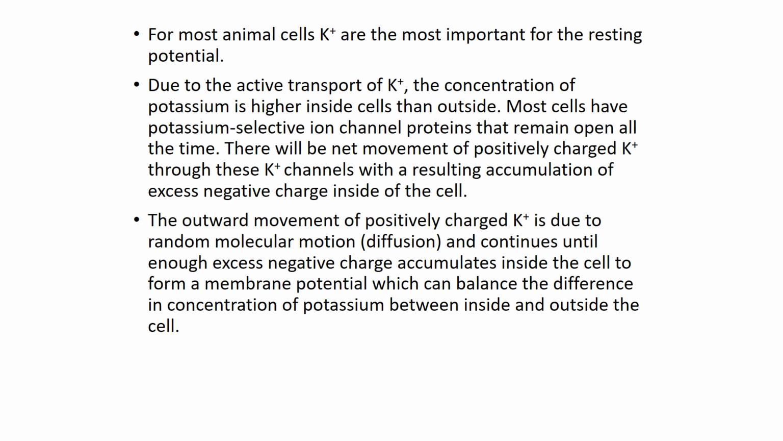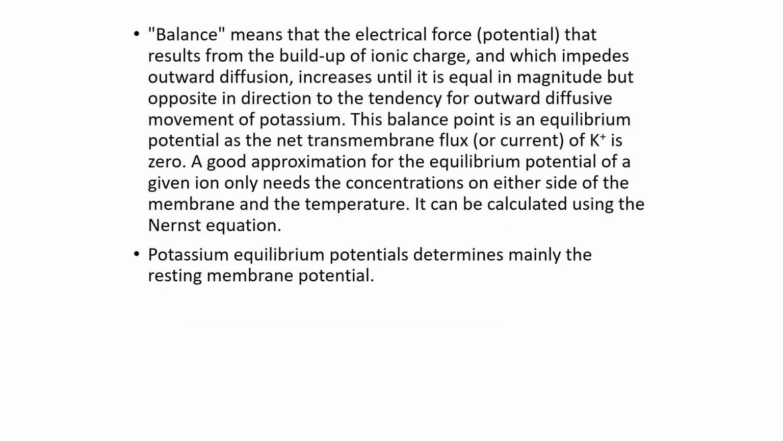The outward movement of positively charged potassium ions is due to random molecular motion, diffusion, and continues until enough excess negative charge accumulates inside the cell to form a membrane potential which can balance the difference in concentration of potassium between inside and outside the cell. Balance means that the electrical force, potential, that results from the buildup of ionic charge, and which impedes outward diffusion, increases until it is equal in magnitude but opposite in direction to the tendency for outward diffusive movement of potassium. This balance point is an equilibrium potential as the net transmembrane flux, or current, of potassium ions is zero.